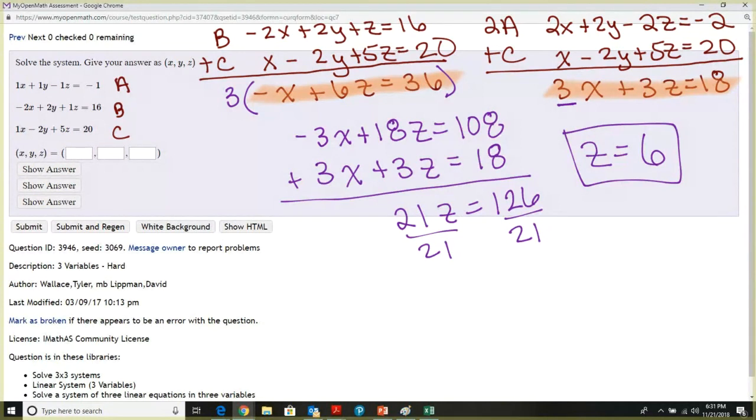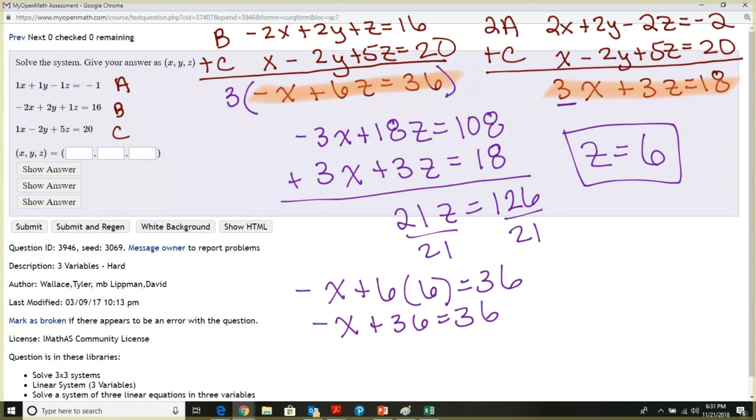So I'm going to plug that into one of my 2 highlighted ones there, because those were the ones with just x and z. So negative x plus 6 times z equals 36. So negative x plus 36 equals 36. Notice when I subtract the 36, I get a 0. So that means that x must be 0, and there's nothing wrong with that. So x is 0.